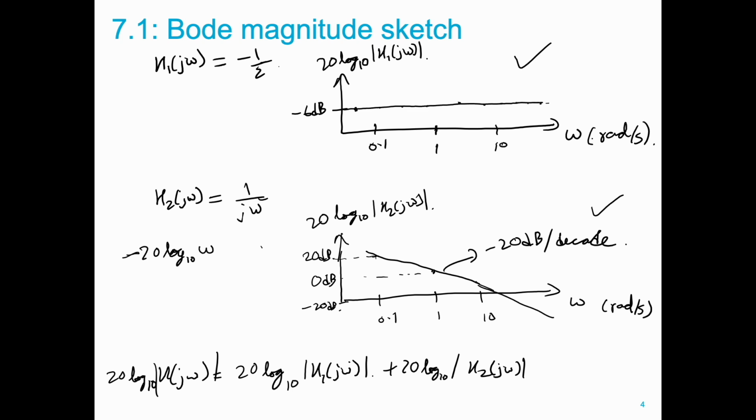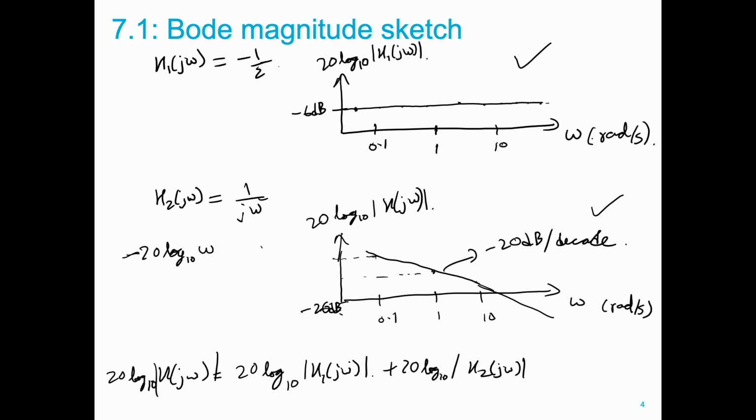Now, the sum of these two sketches is very straightforward to figure out, because one of these sketches is just a flat line, and if you add a flat line to another line with a slope of minus 20 decibels per decade, only the intercept changes and the slope remains the same. So what I'm going to do now is replace this by H(j omega), and all I need to do is add minus 6 decibels to each of these points. So this point over here would be minus 26 decibels.